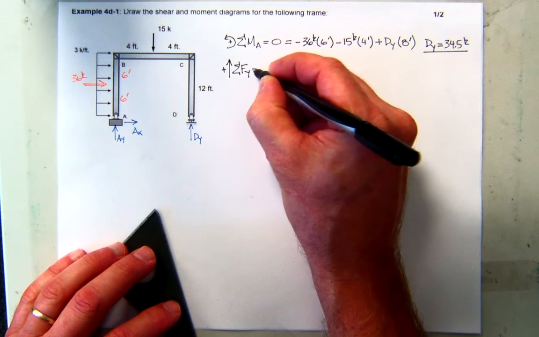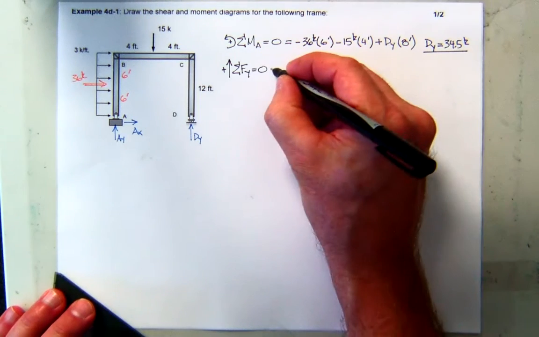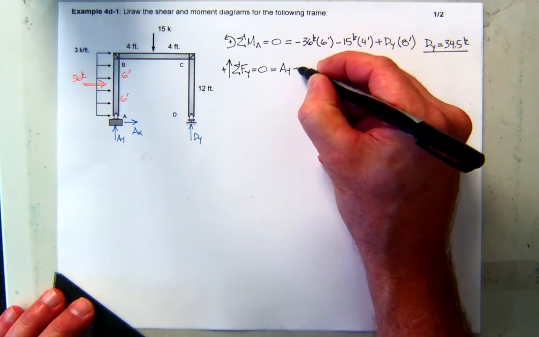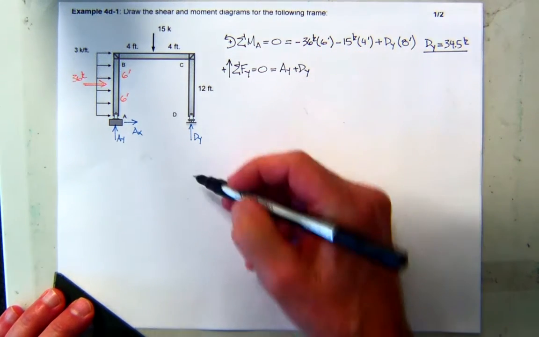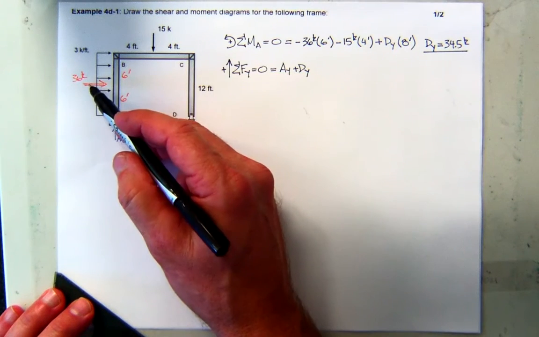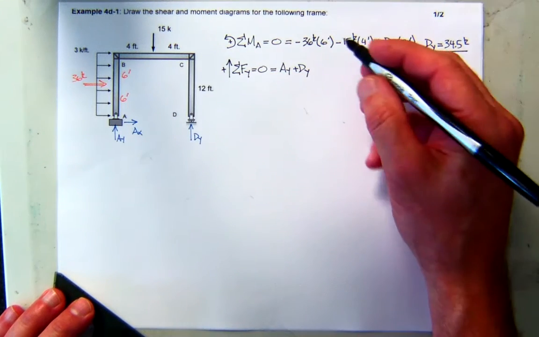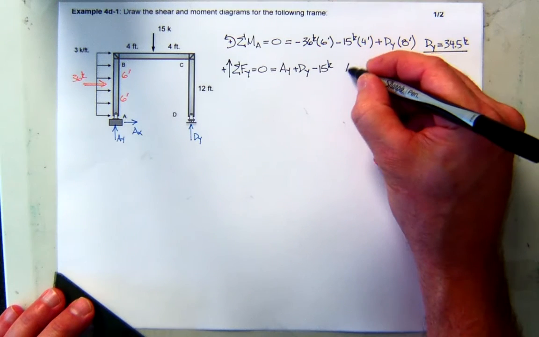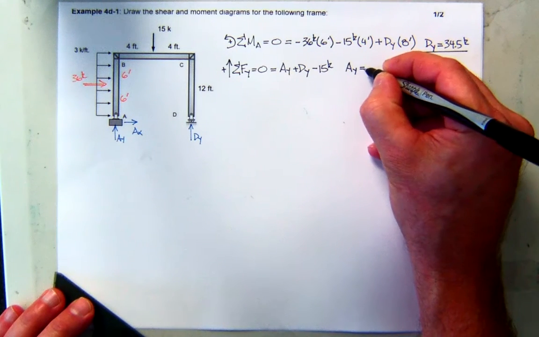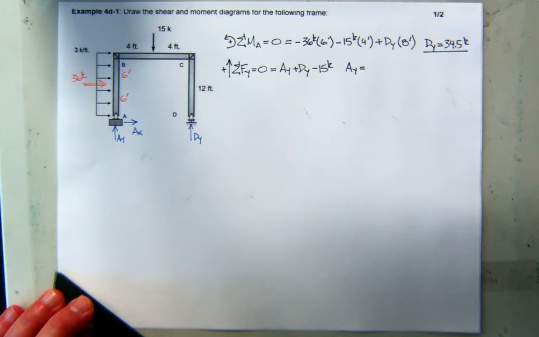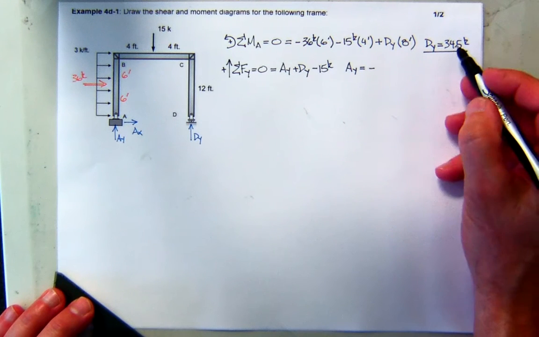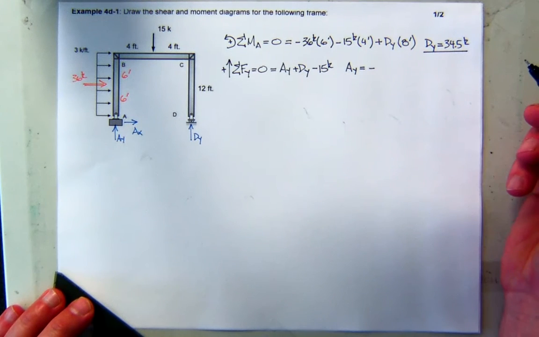Now we can come and find our other reaction, AY, by summing forces in the y direction, making sure it's in equilibrium. So AY and dy are both up. So in my sign convention, those are positive. In the y direction, this is in the x direction, so I don't have to worry about that, but that 15 kip force is down, so it'll be negative 15. So what is the reaction at AY? Looks like it's going to be negative. What is it? 19.5. 19.5?